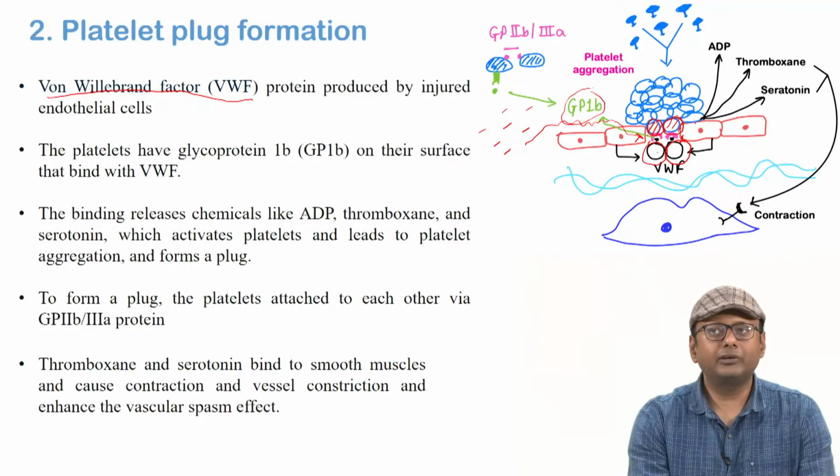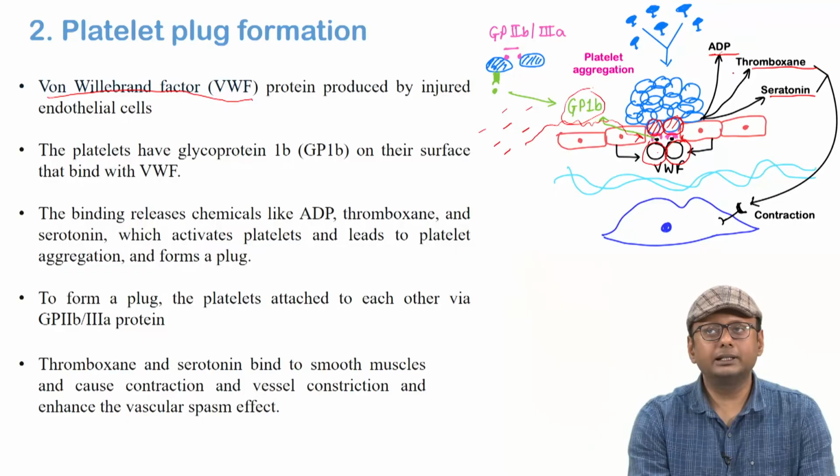What different types of molecules do they secrete? They secrete ADP, thromboxane, and serotonin. And what do these do? All this ADP, thromboxane, and serotonin attract more and more platelets to be aggregated on the surface of the initial junction of the VWF and the 2 platelets.